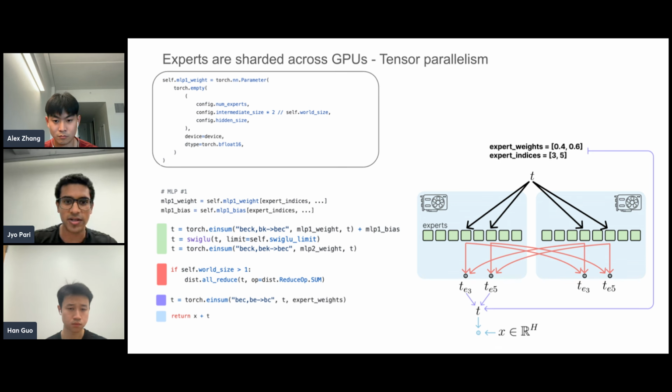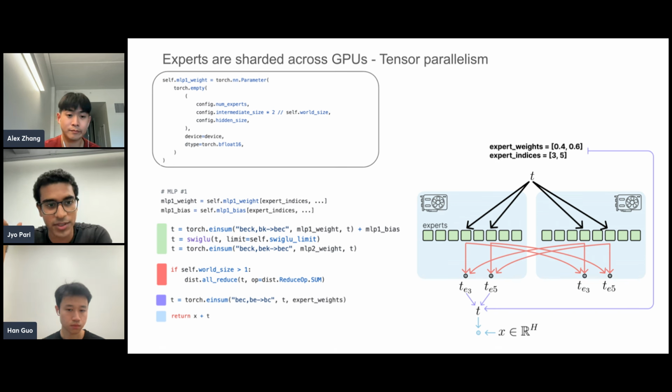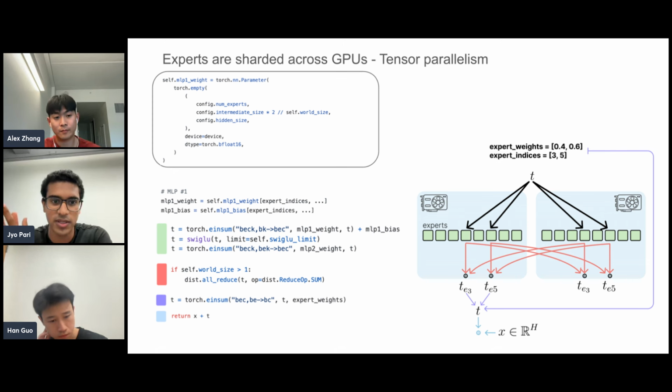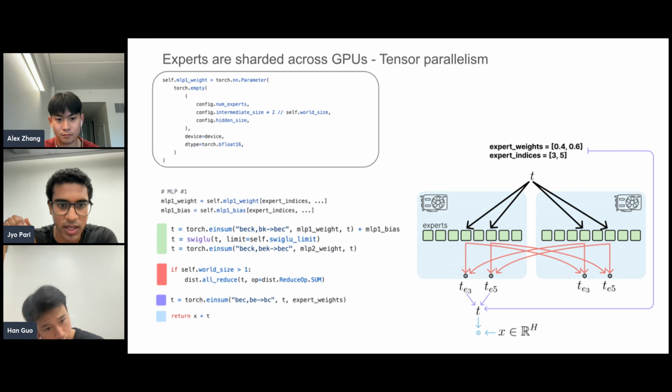I've color coded the code with the corresponding section in the figure: green, red, purple, blue. So the green part is we're actually going to just do the normal MLP computation. So linear projection, SwiGLU, another linear projection.